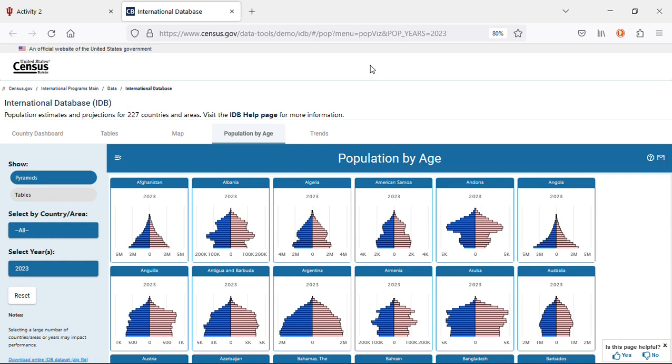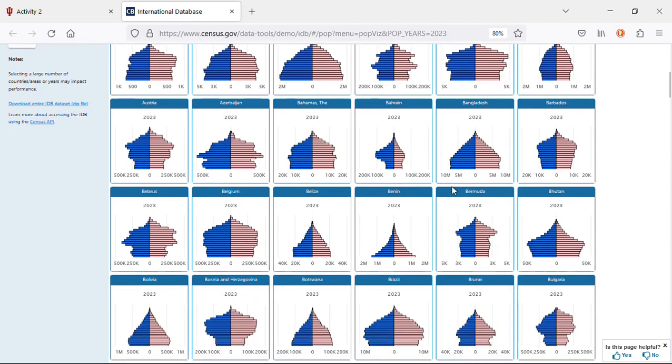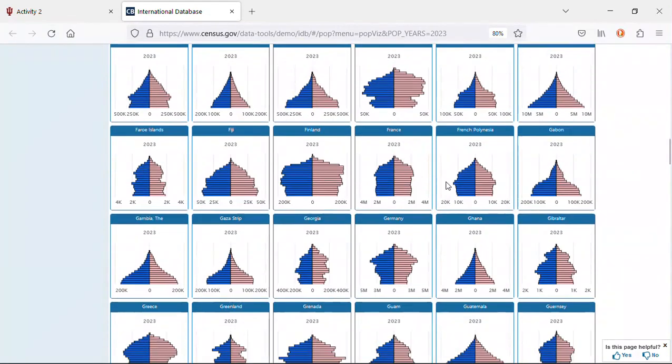Now let's talk about the population pyramids, which you should see something that looks similar to this once you click on that link. And the first thing you'll notice, if you just scroll, look at these population pyramids. I mean, look at the variety of shapes. And they're not all perfect on both sides.